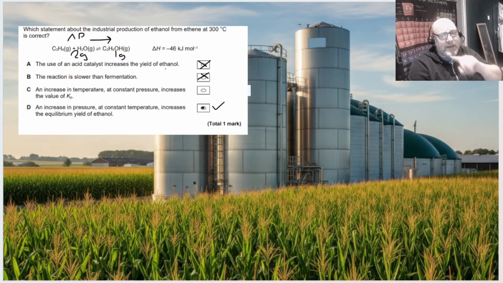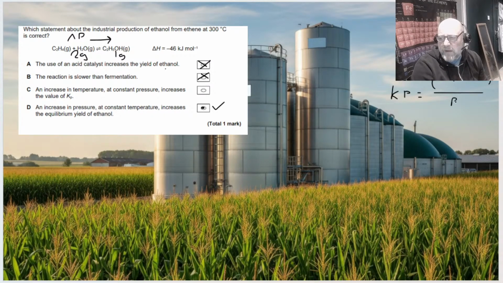Now, an increase in temperature at constant pressure increases the value of Kp. You might not have done Kp yet, but just to explain that one in case you wanted to know, Kp is exactly the same as Kc. You use smooth brackets, but essentially it's products over reactants. So if we increase the temperature, we're going to increase the products over the reactants.